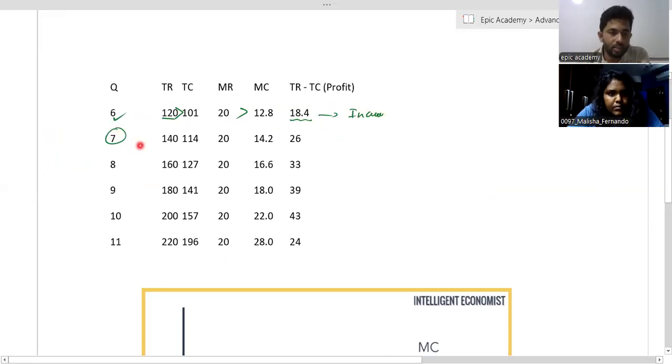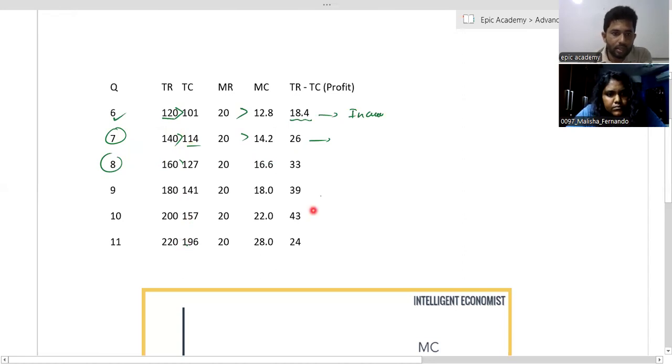When you are producing 7 commodities, again total revenue takes greater value than the total cost. Again, marginal revenue takes greater value than the marginal cost. Again, profit is there. But look at that point.